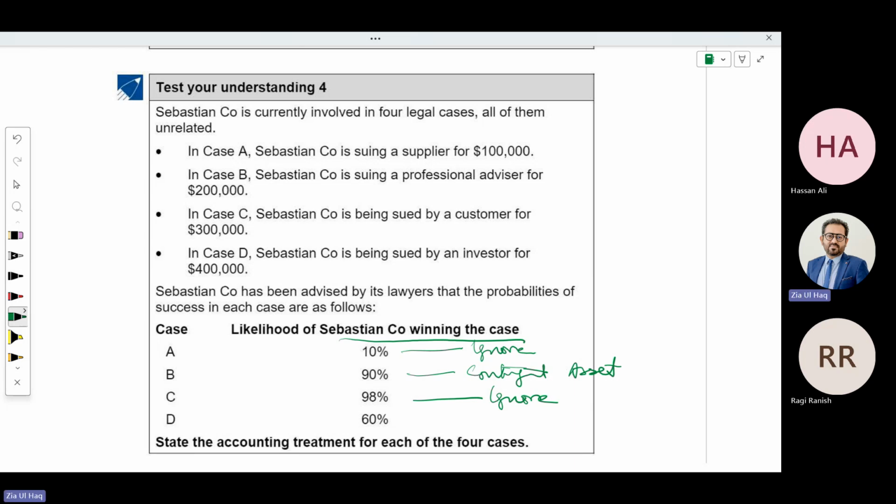In case D, S company is being sued by an investor for 400,000. 60% chance the company will win the case, 40% the company needs to pay the amount. So there is a possibility. So contingent liability disclosure should be there.